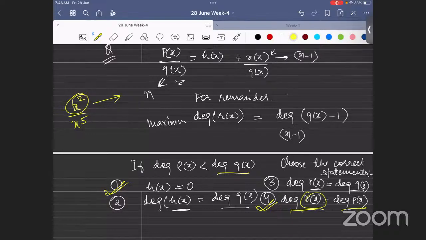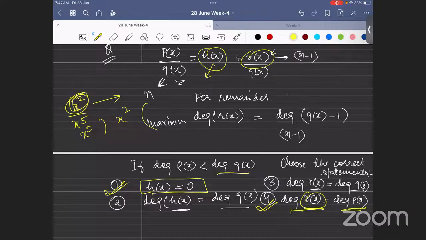And your divisor, if you just go and divide x to the 4 by x cube, x square, your quotient will not be able to, so your quotient basically is 0, right? So hx is 0. Here I wrote that hx is basically your quotient, and rx is the remainder. So the degree for the remainder and the degree for the polynomial that has been given, the dividend, will be the same. Is this clear to everyone?